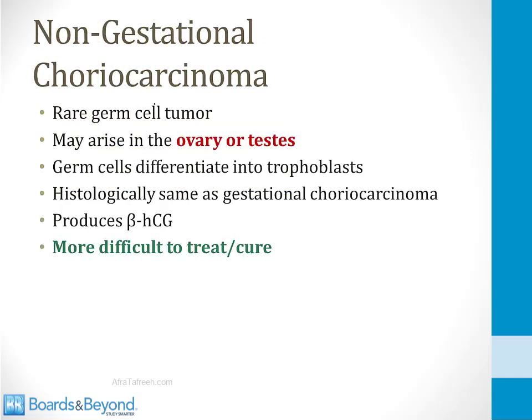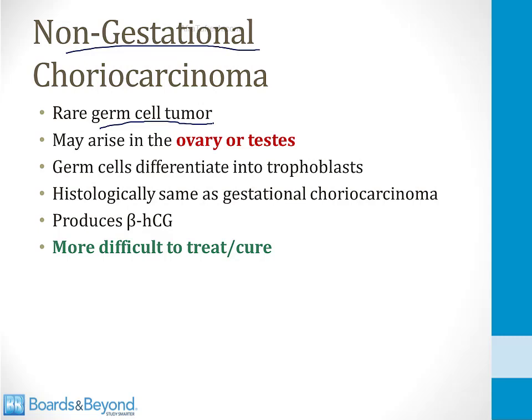I'll finish with this slide and mention non-gestational choriocarcinoma. So choriocarcinoma can occur outside of a pregnancy setting. It's a rare germ cell tumor. Remember that the germ cells in the ovaries and the testes are what ultimately develop into trophoblastic tissue in a pregnancy. This means that they are capable of forming choriocarcinoma, which is a malignancy of trophoblastic tissue.